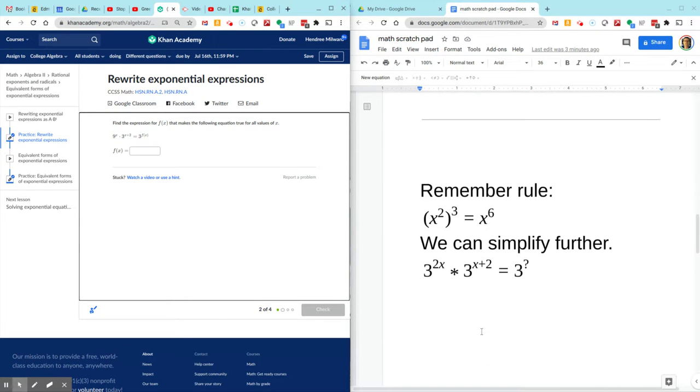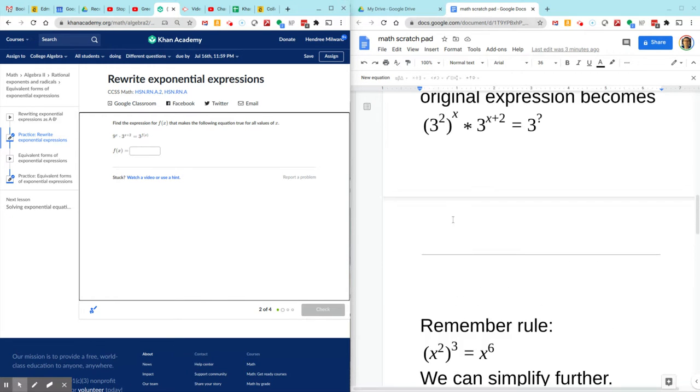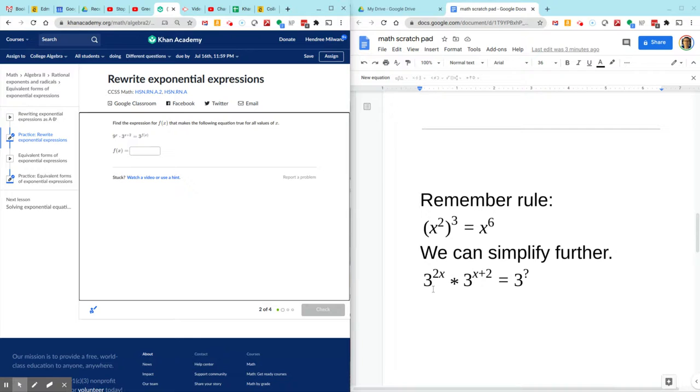The step in between though is remembering that multiplication rule. When I have an exponent raised to another exponent, I can multiply the exponents together. So let me take us back up here. 3 squared to the x power is really just 3 to the 2 times x, or 3 to the 2x power. Now I'm exactly where I want to be.